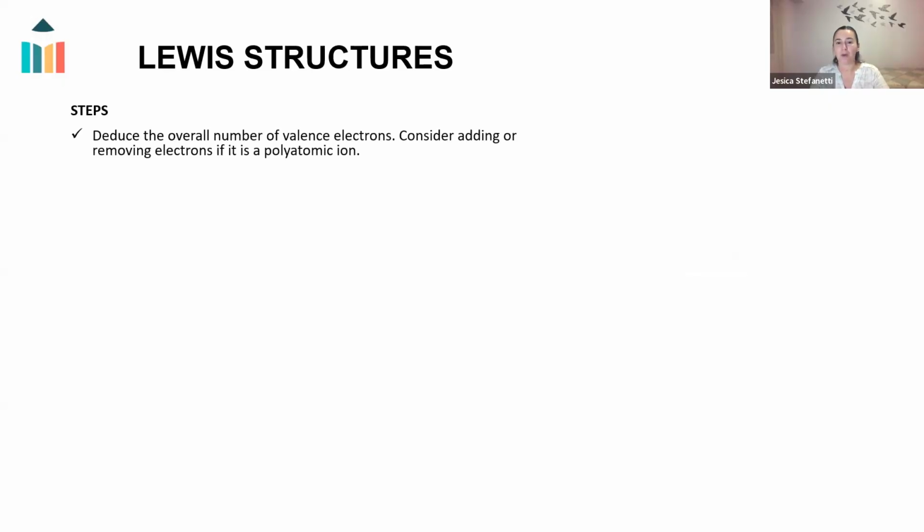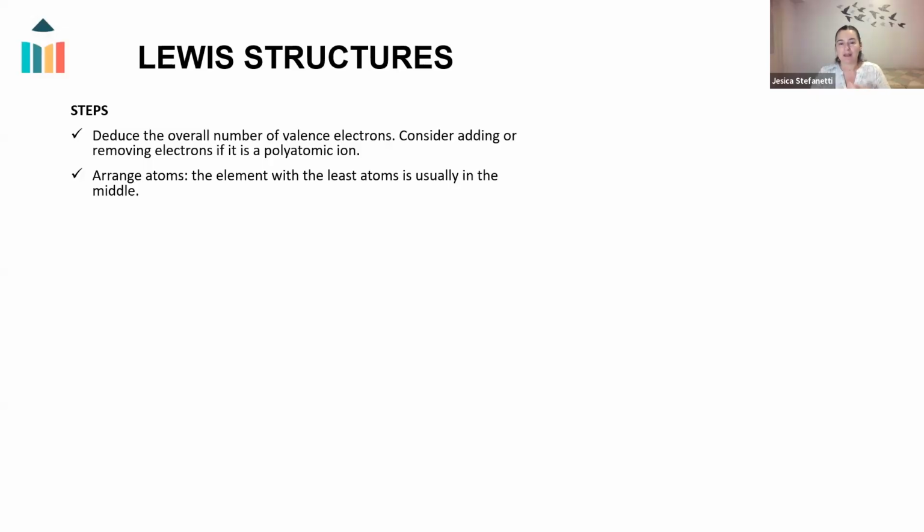First of all, we should always deduce the overall number of electrons we have, either in a molecule or in an ion. We should consider everything we have. So we have to add all the electrons, and if we have an ion, the charge should be taken into account. Keep in mind that positive ions have fewer electrons and negative ions have additional electrons. We need to arrange the atoms so that there is always a central one, and then all the other ones will be around.